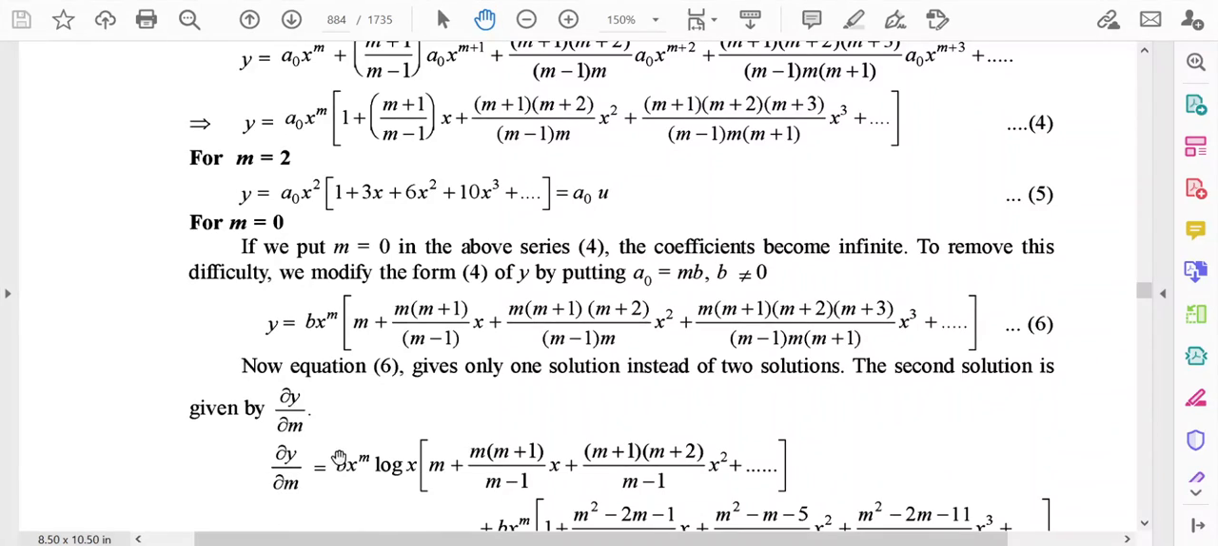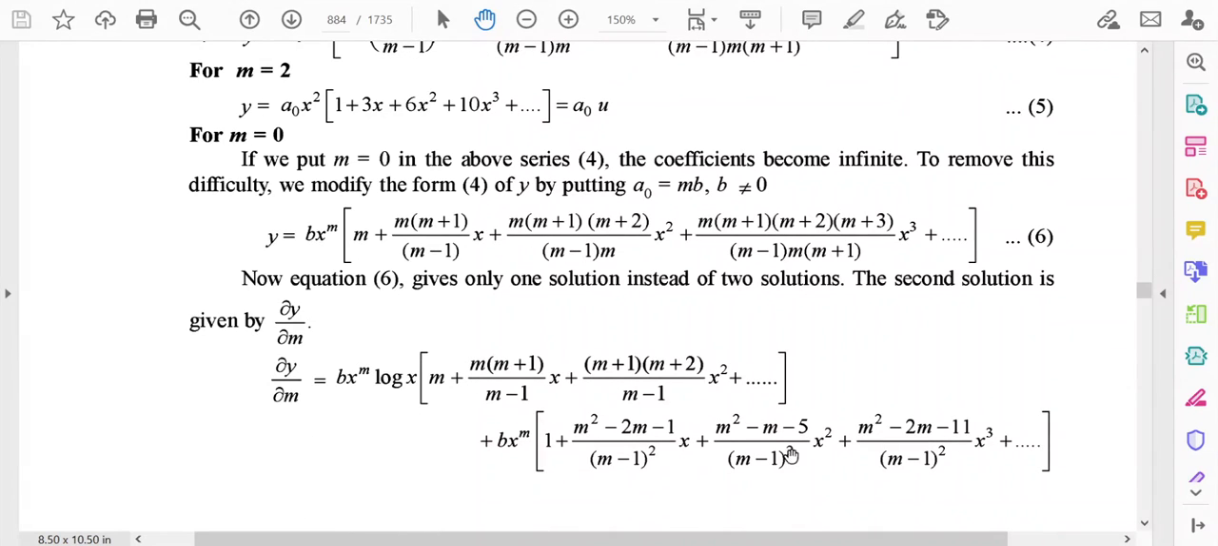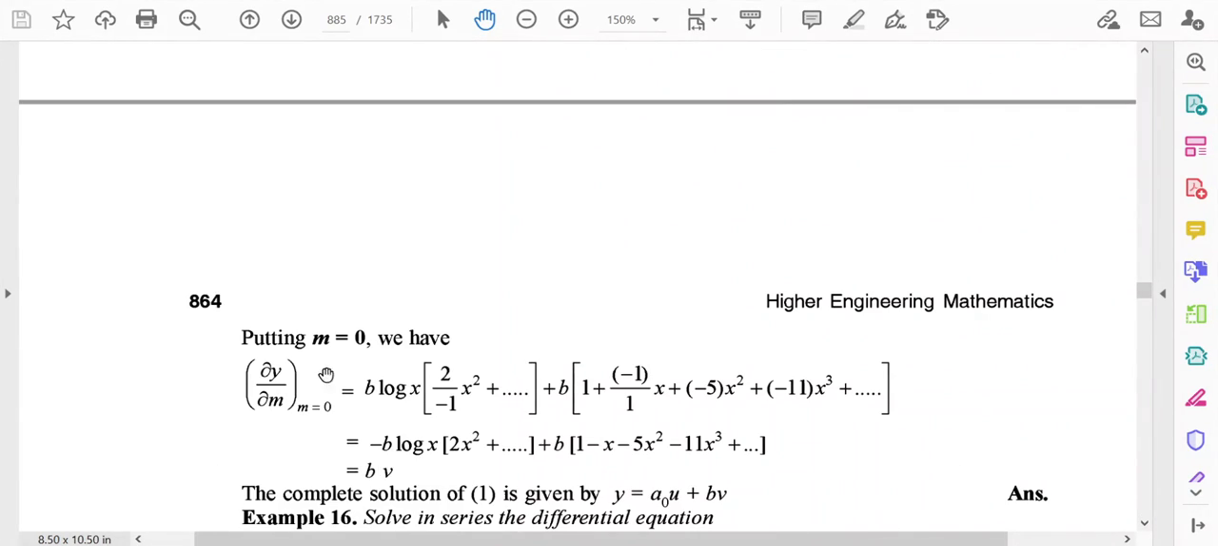Now what you have to do is differentiate equation 6 with respect to m. After differentiating, this is the structure of del y by del m, and in this del y by del m you can put m is equal to 0 to get the second solution. So putting m is equal to 0, we are obtaining the second solution. So the general solution will be y is equal to a0 u plus b into v. So this is the general solution.